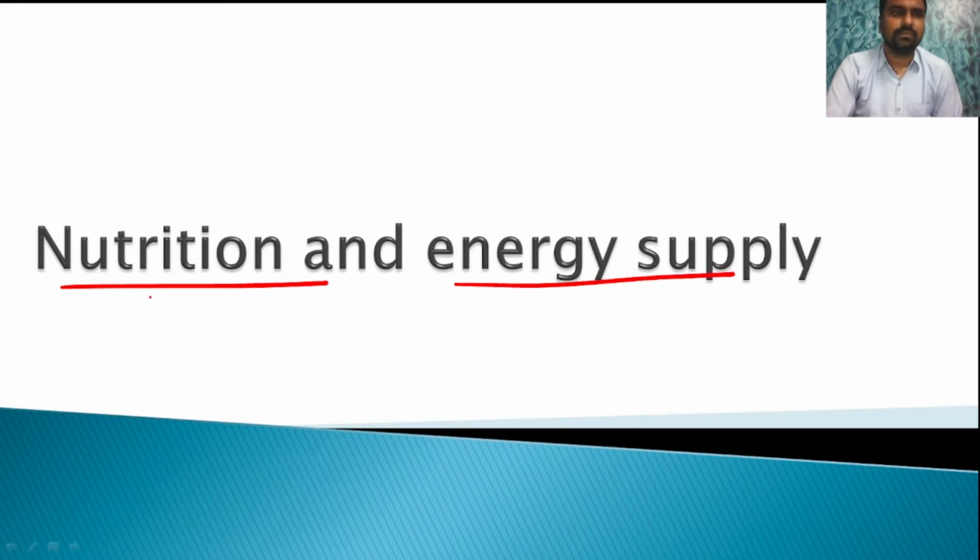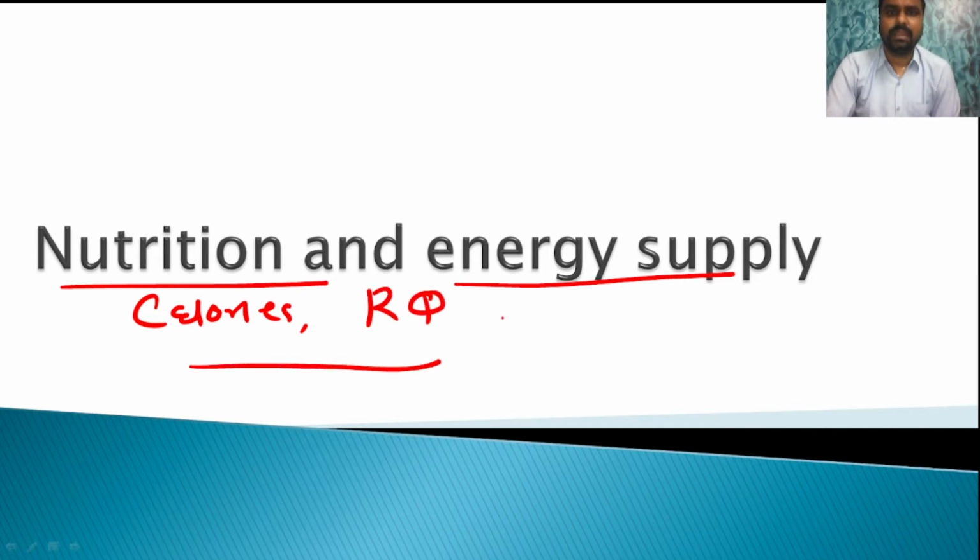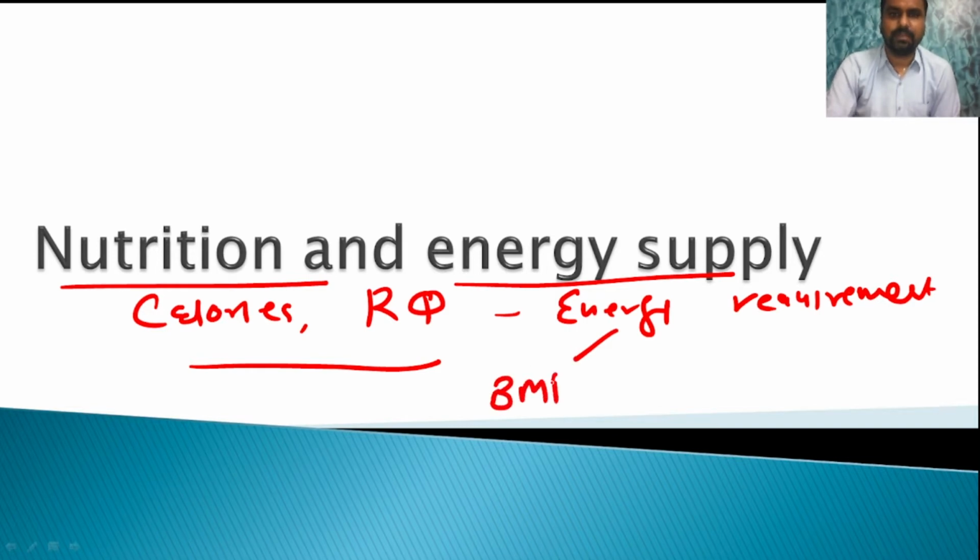In this video, we will see what is calorie, what is respiratory quotient, and the energy requirement of an adult. For energy requirement, we will require three things. One is basal metabolic rate. Basal metabolic rate is separately asked in your exam also.